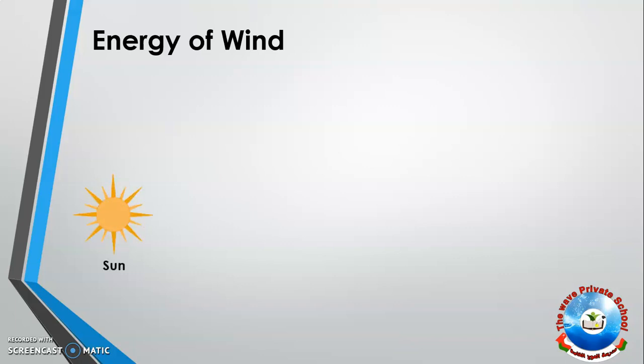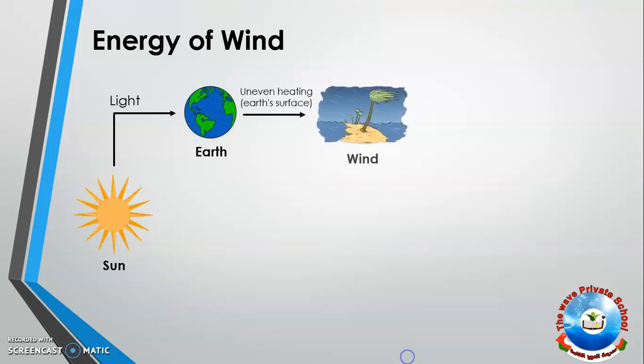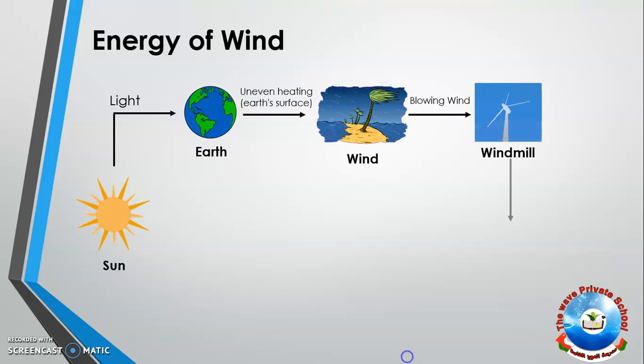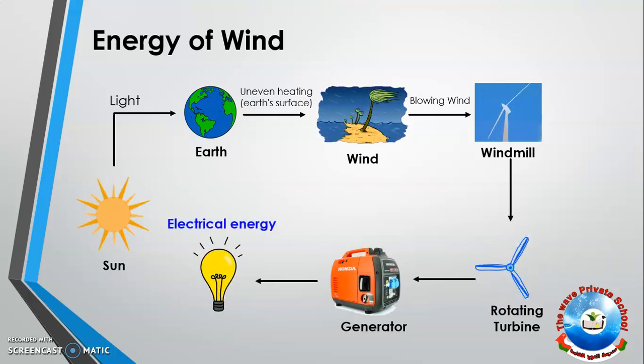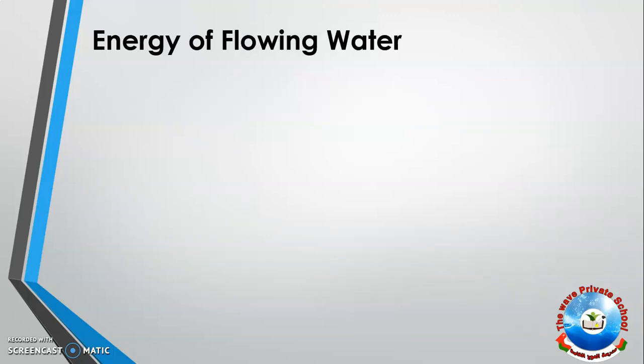We all know that the sun is the main source of energy. Okay. So the sun produces light energy and heat on the earth that causes blowing of wind, and this rotates the turbine and finally generates electrical energy. So solar energy is converted into wind energy and finally it is converted into electrical energy in the case of wind. Okay. So coming to the next one, energy of flowing water.